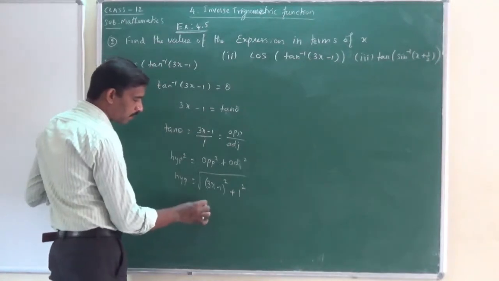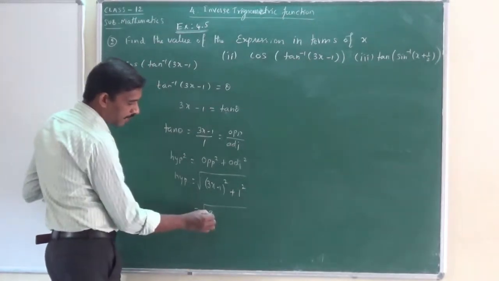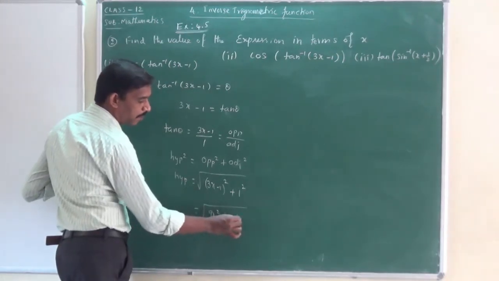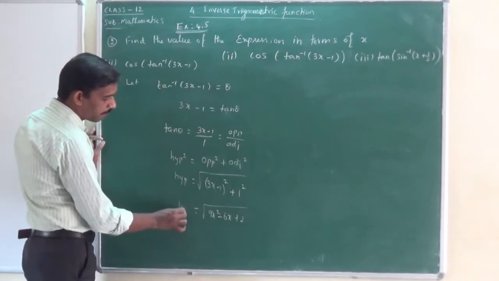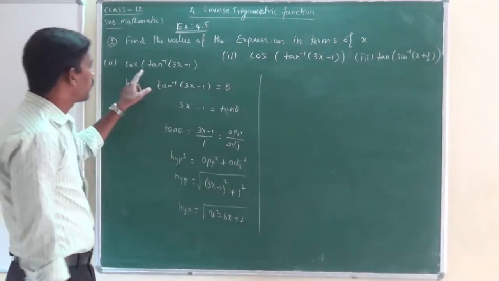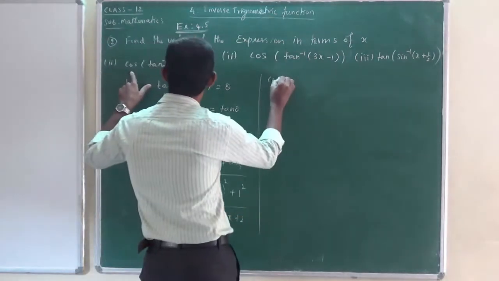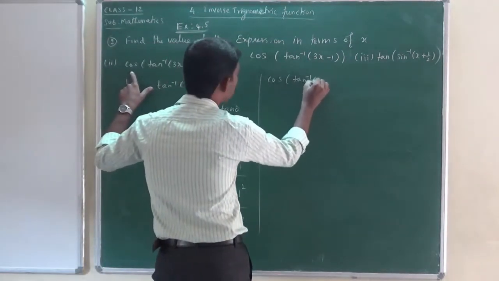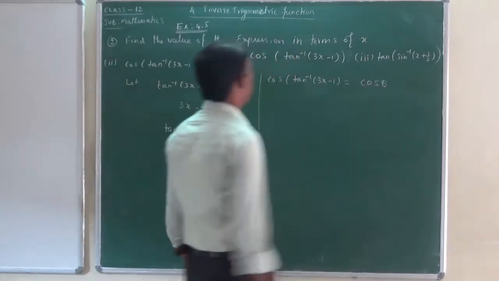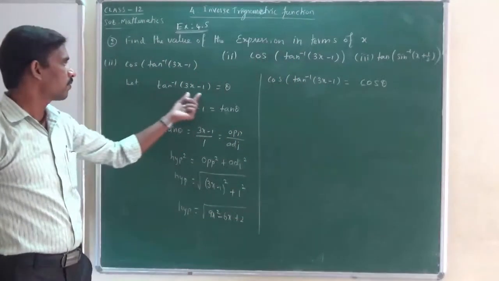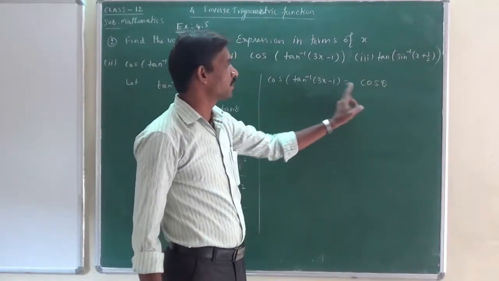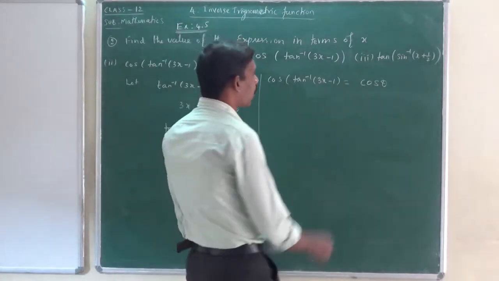Now expanding this one, we get 9x square minus 6x plus 2. This is nothing but a hypotenuse, right? Now take the assumption here, cos of tan inverse of 3x minus 1 is equal to cos theta, because this tan inverse of 3x minus 1 we assumed as theta.